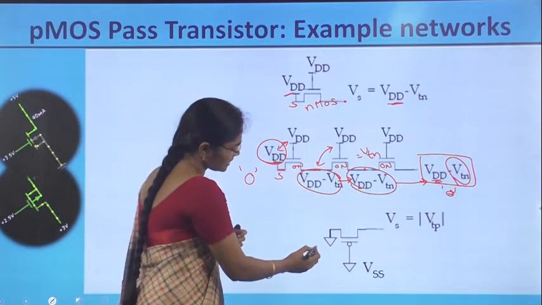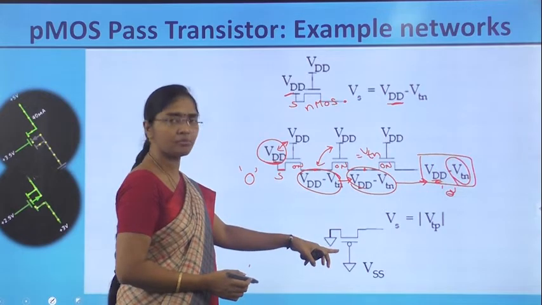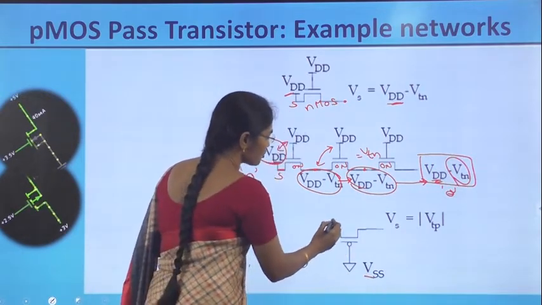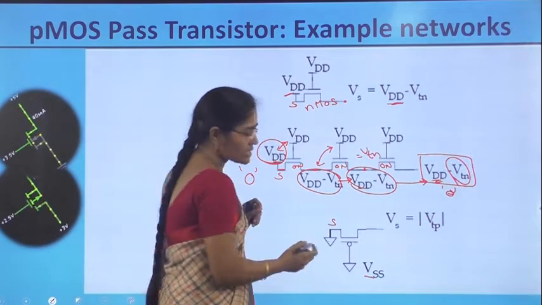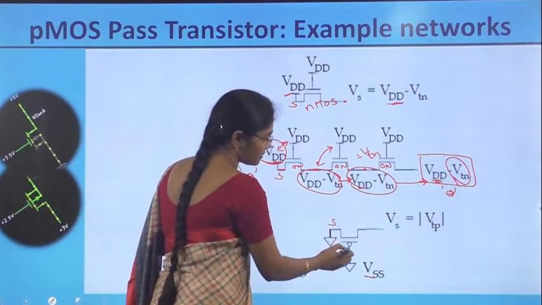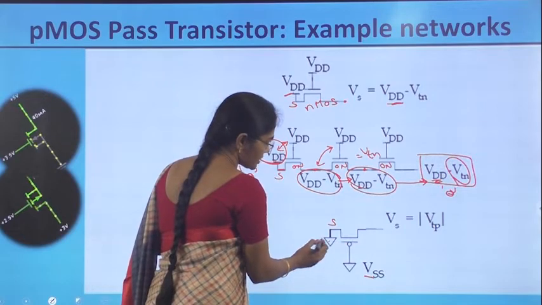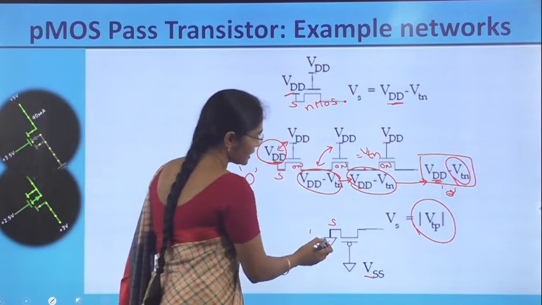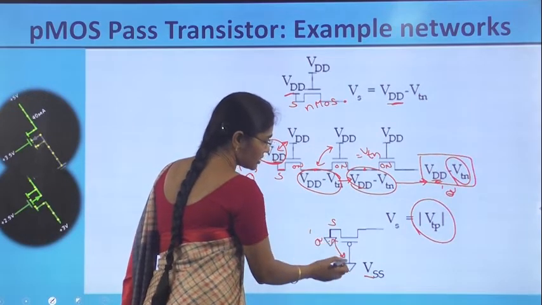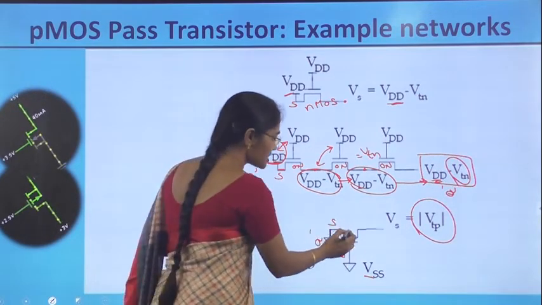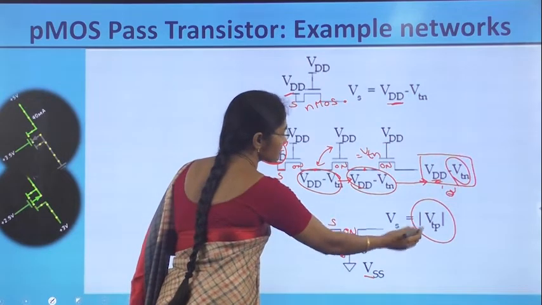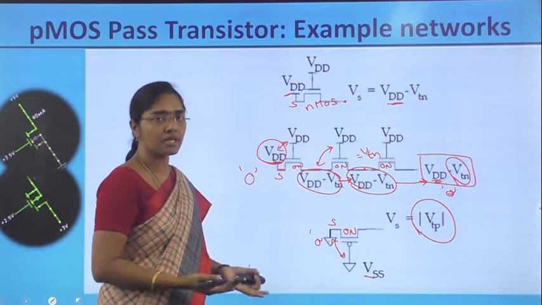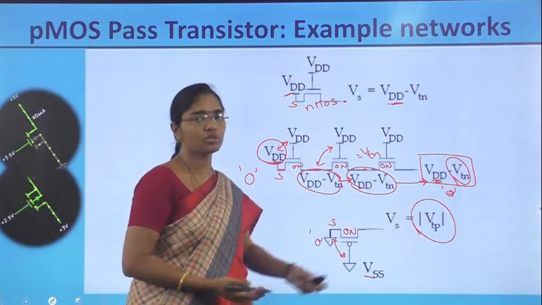Next, let us see the third example. It is a PMOS pass transistor with the gate connected to VSS and the source connected to ground. Just now we have seen the operation of the pass transistor. If 0 is applied at the source, it will pass as VTP only, because till VTP the VGS difference is VTP, which makes the transistor on. Therefore, it passes VTP only. Otherwise the transistor is off, so it doesn't pass the value. Therefore output is equal to VTP only.